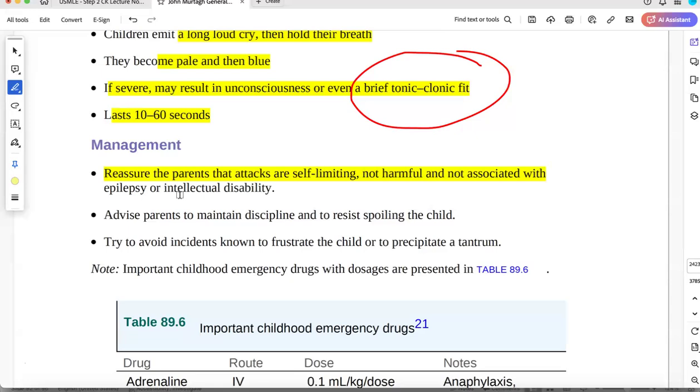Nothing you need to do, reassure the parents that these are fine, these will get better. It is not an epilepsy and it's not going to become epilepsy. So just reassure the parents about it.